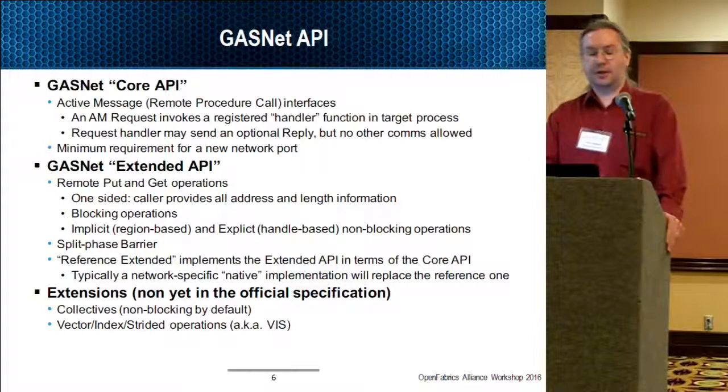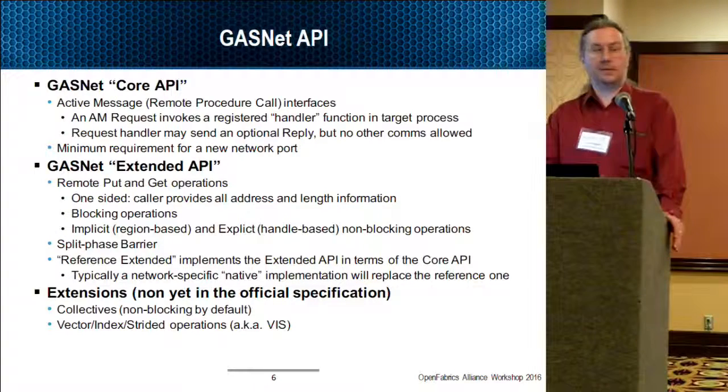There's a restriction in that a request handler is permitted only one form of communication. That is, it can reply back to the original requester. It cannot perform multiple replies, and it cannot perform any sort of requests or gets or puts to any nodes in the system. Porting this active message implementation, this core API, to a new platform is the minimum requirement for supporting a new platform, a new network.